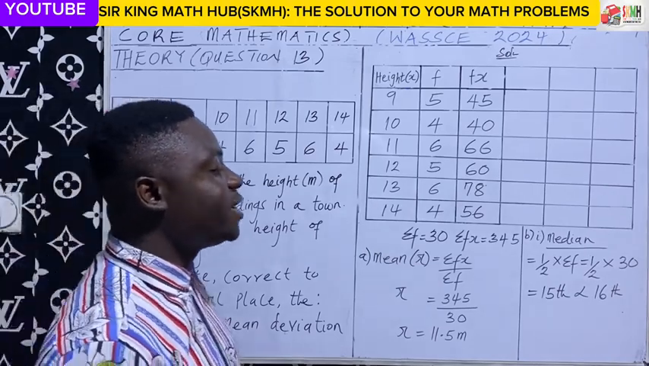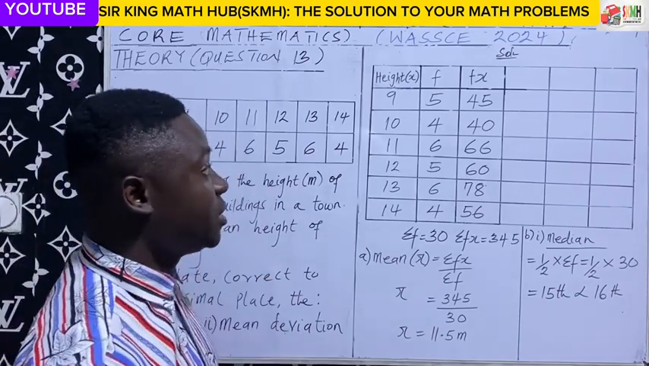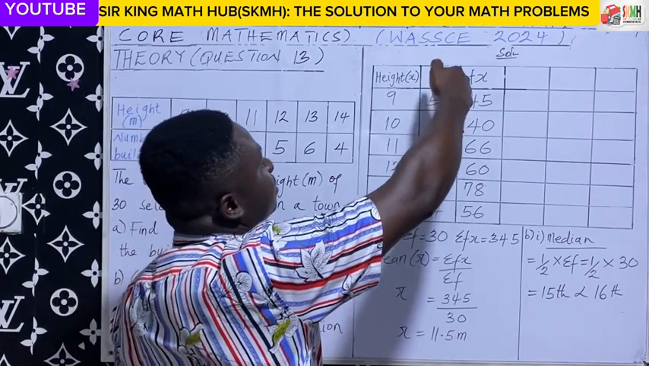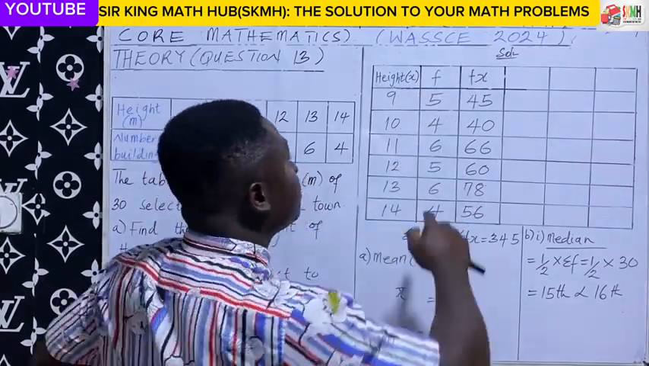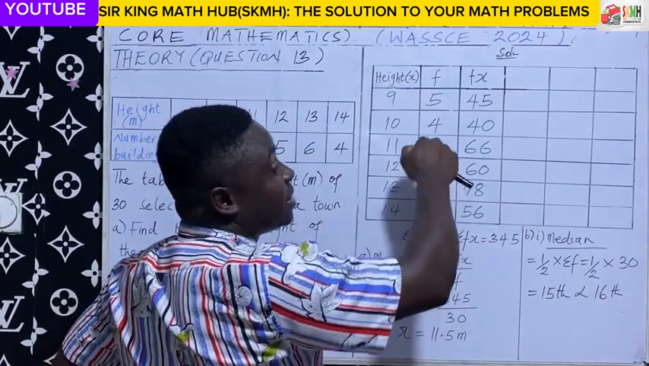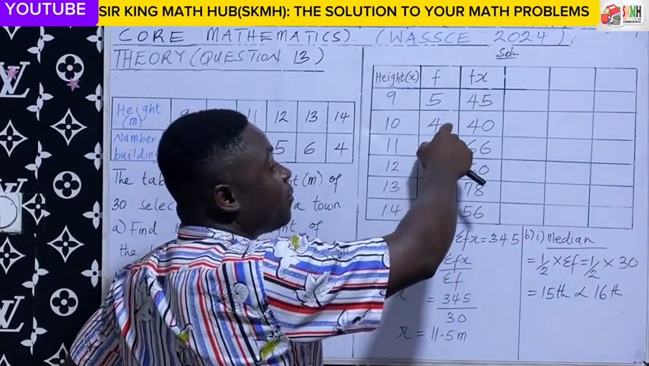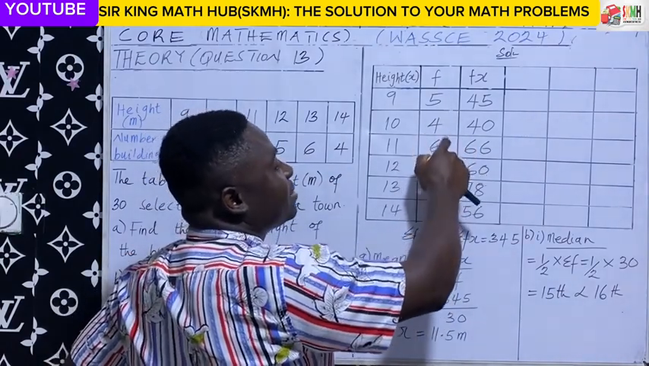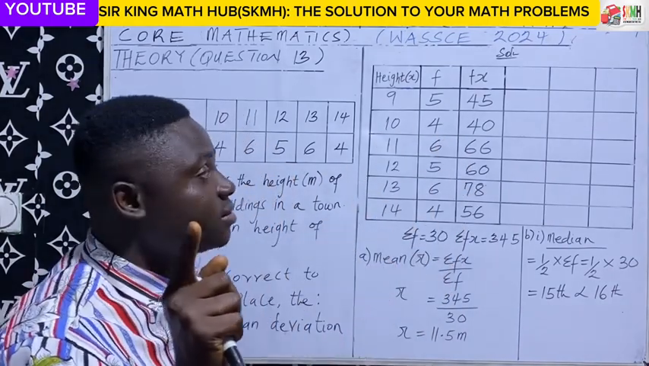Now, how do we identify the 15th and the 16th position? Let's start summing up the frequencies. 5 plus 4, that is 9, representing the 9th position, and then 9 plus 6, that is 15.